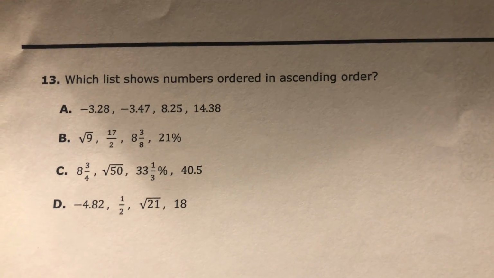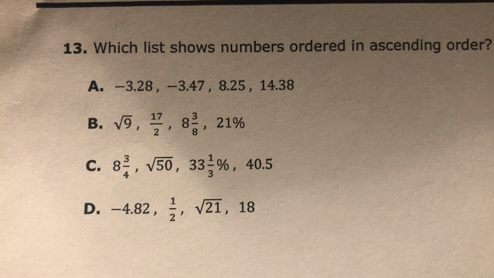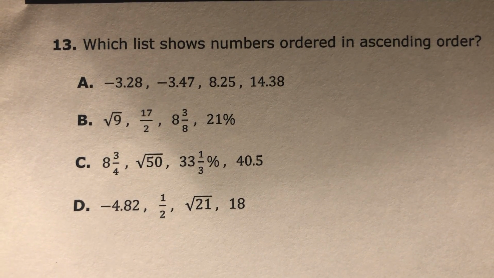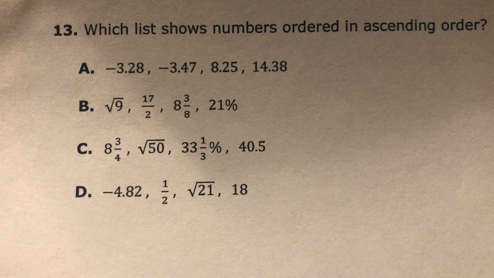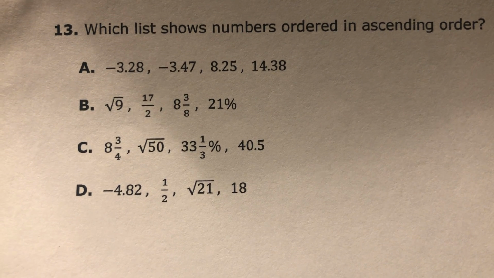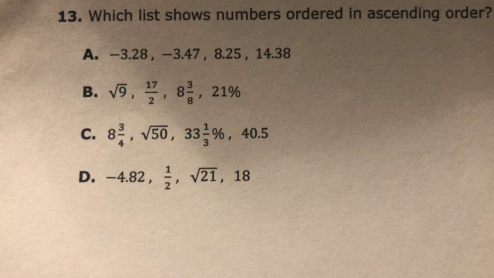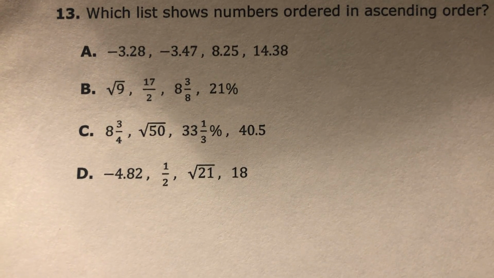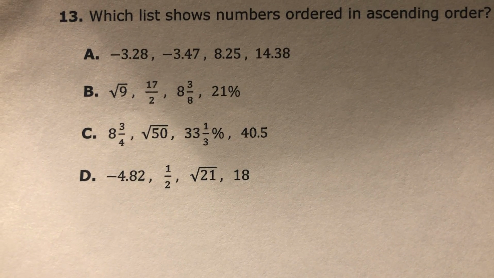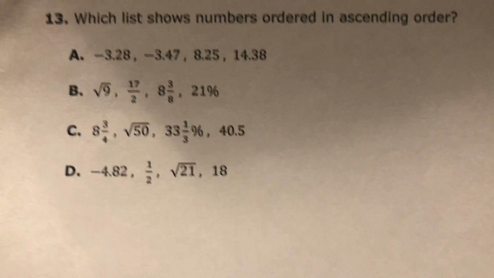Number 13, which list shows numbers ordered in ascending order? A, negative 3.28, negative 3.47, 8.25, 14.38. B, the square root of 9, 17 over 2, 8 and 3/8, 21%. C, 8 and 3/4, the square root of 50, 33 and 1/3%, 40.5. D, negative 4.82, 1/2, the square root of 21, 18.